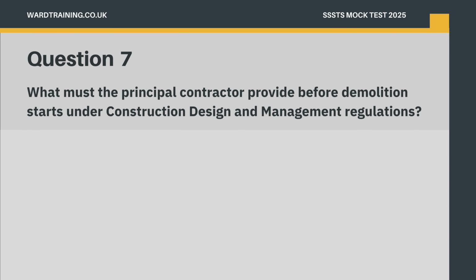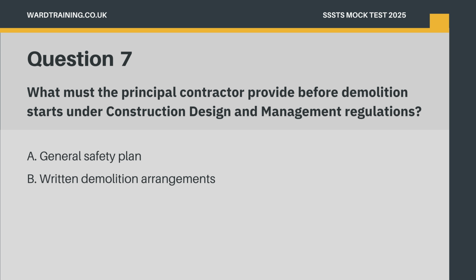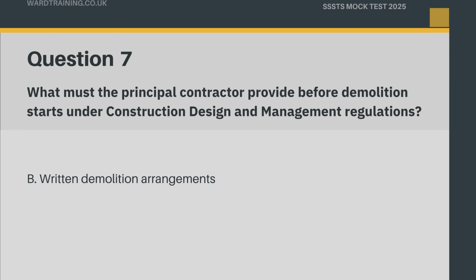Question 7. What must the principal contractor provide before demolition starts under Construction Design and Management regulations? A. General safety plan. B. Written demolition arrangements. C. Generic risk assessment. D. Pre-tender safety plan. Answer. B. Written demolition arrangements.